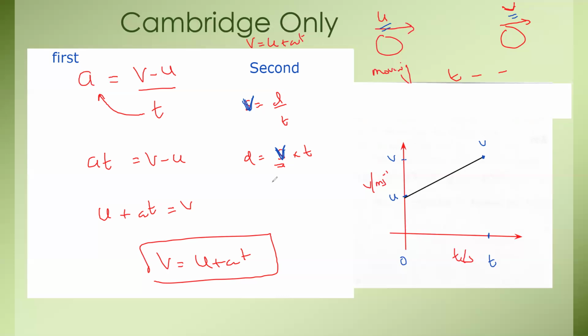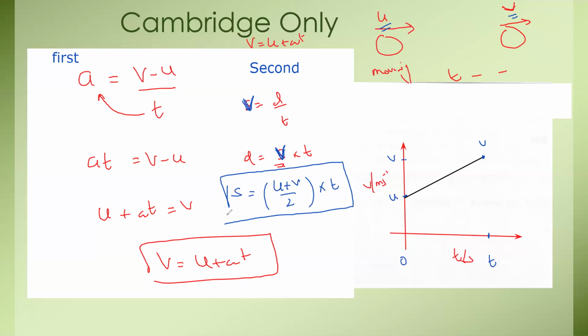So what will the average velocity be? The average velocity will be u plus v divided by 2, multiplied by time t, and the displacement is given by s. So this is the second equation: s is equal to (u plus v) divided by 2, multiplied by t.